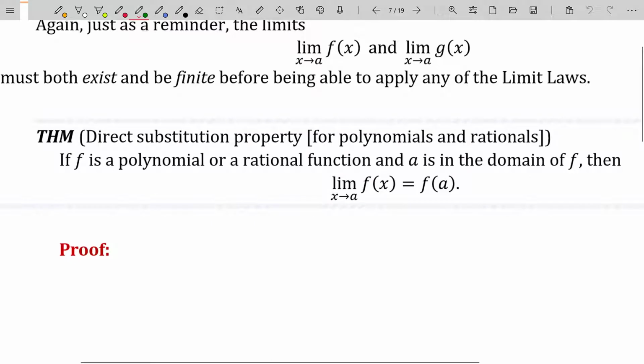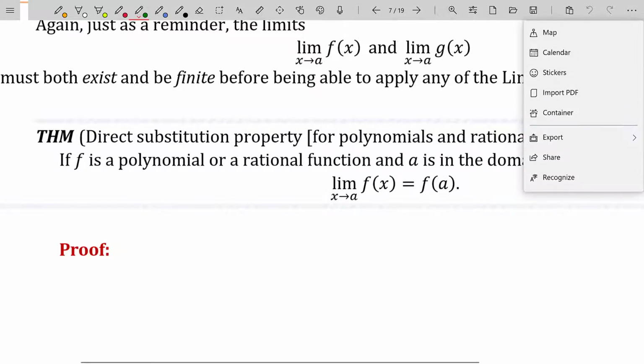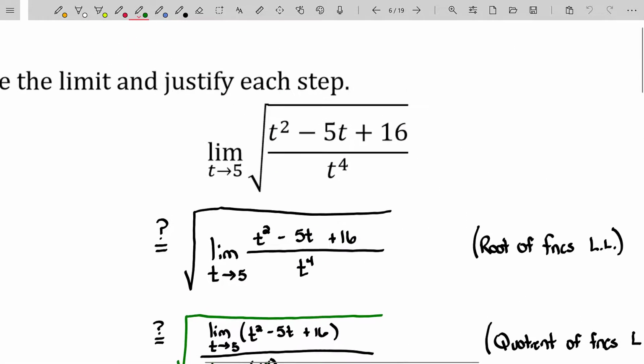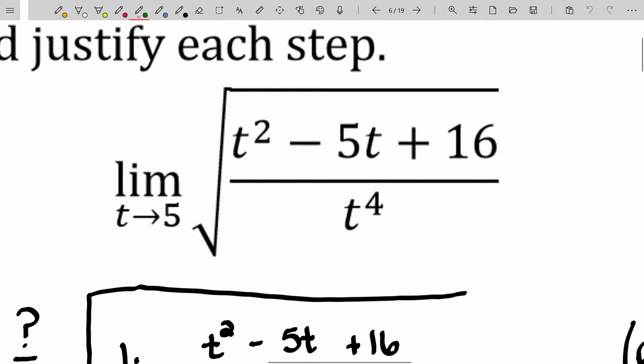If f is a polynomial or a rational function, and a is in the domain of your function f, then the limit as x goes to a of f of x is equal to f of a. This is sort of what we ran into in the last video, if you watched my last video. At the end of the last video, we had mentioned that we could have just evaluated this limit by plugging 5 in. Now, that is part of a more advanced direct substitution property. You cannot use that property until you've seen the theorem and seen the proof.